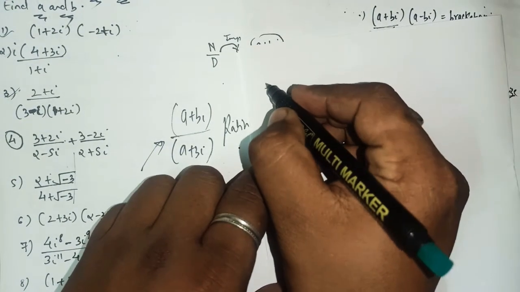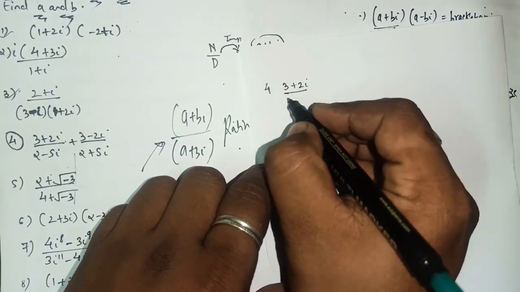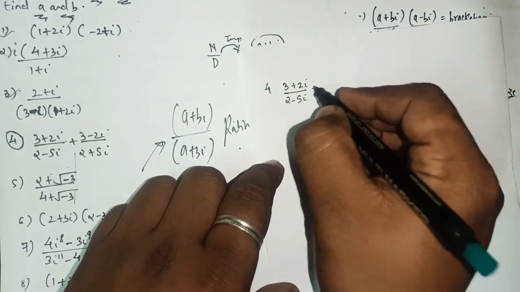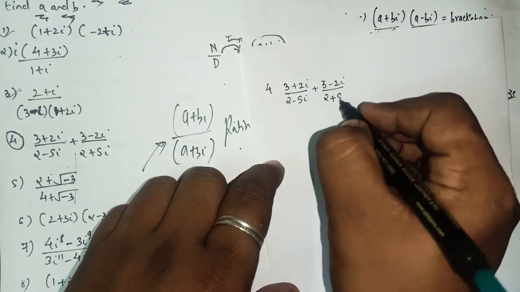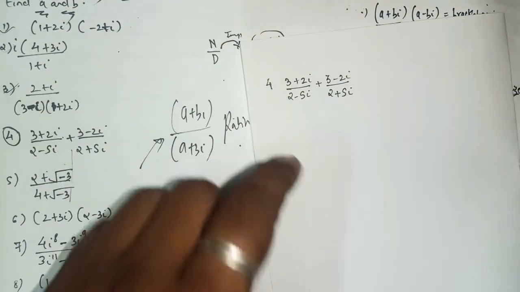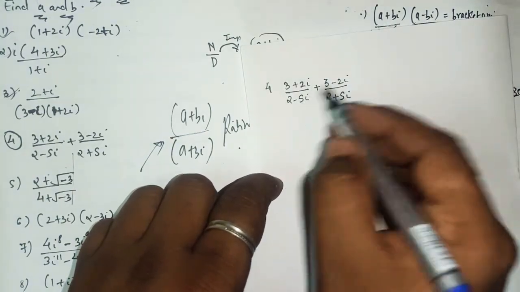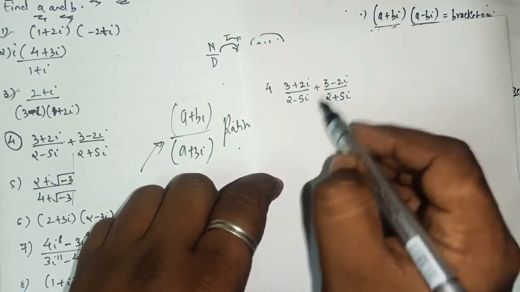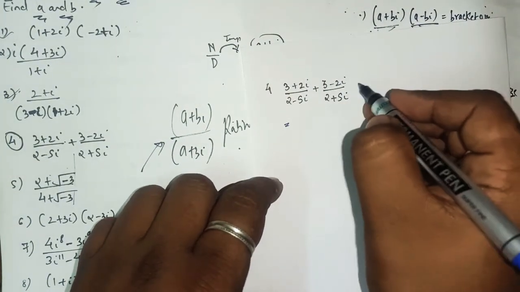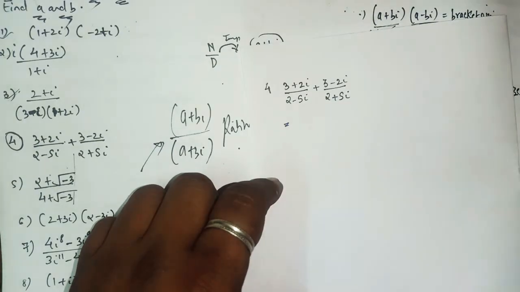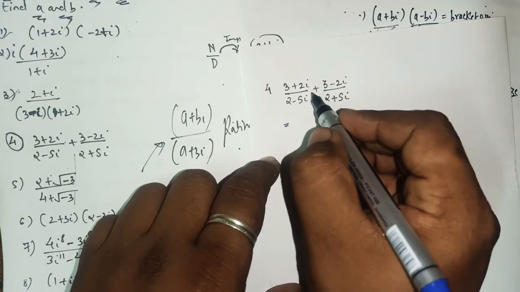So here we have the fourth one as (3 plus 2i) upon (2 minus 5i) plus (3 minus 2i) upon (2 plus 5i). Now we have to find the answer for this, yes or no? We have to express this in the form of a plus bi. So here you will write equal to, as we have to find the answer for this. Don't write therefore.